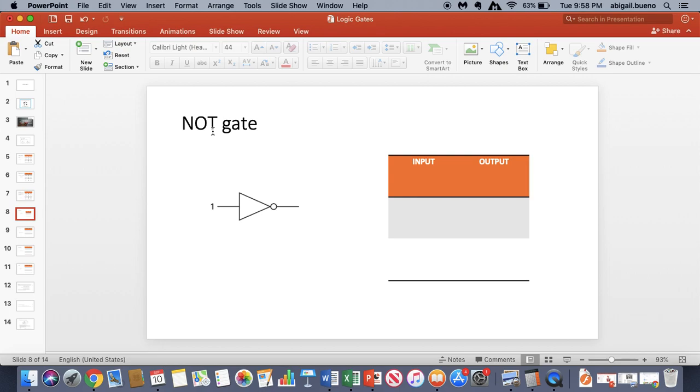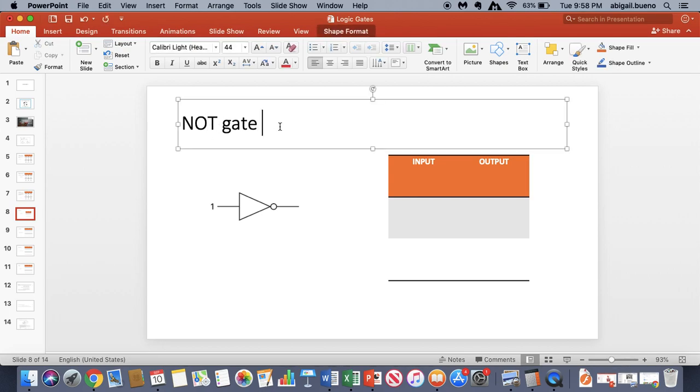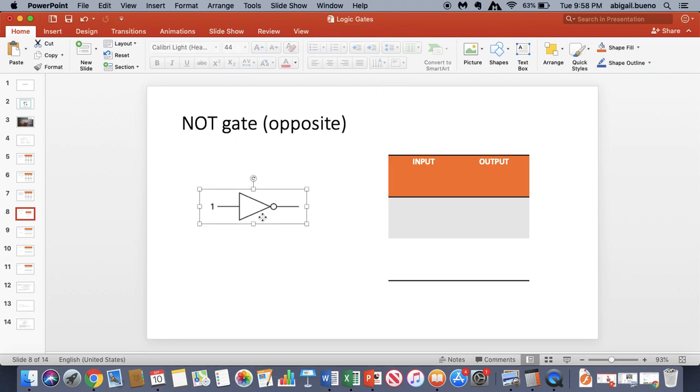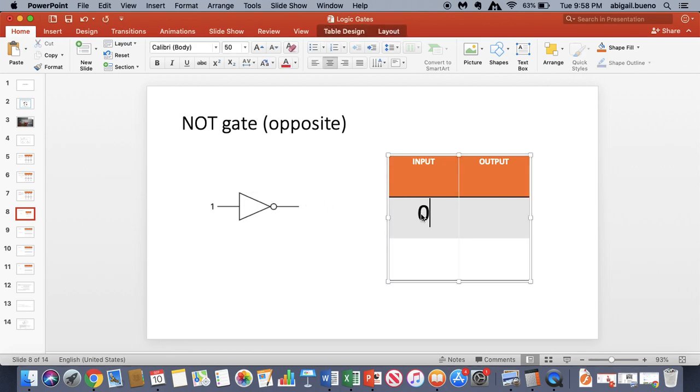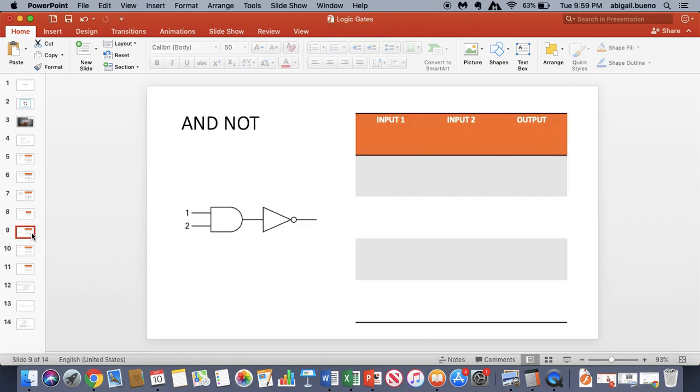Let's move on to the NOT gate. A NOT gate is just the opposite. Just like in the English language, if it's not, it's the opposite. And this is how the circuit symbol looks like for a NOT gate. Only one input and then one output. Look at the diagram. This circle means not. So if our input is 0, output will be 1. If the input is 1, output is 0. That's how it works.